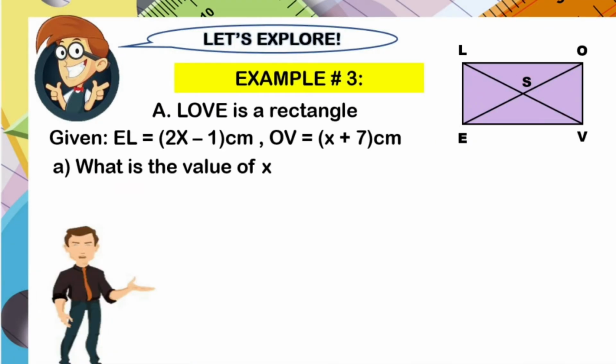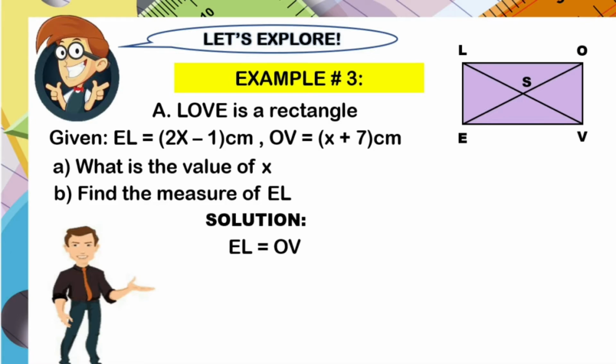For our third example, quadrilateral LOBE is a rectangle. Given side EL is equal to 2x minus 1 centimeter and side OB is equal to x plus 7 centimeter, find the value of x and the measure of side EL. To solve for the value of x, remember that opposite sides of a rectangle are congruent. Thus, EL is equal to OB.